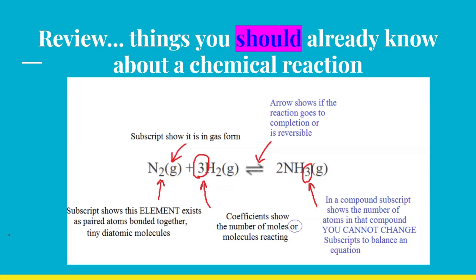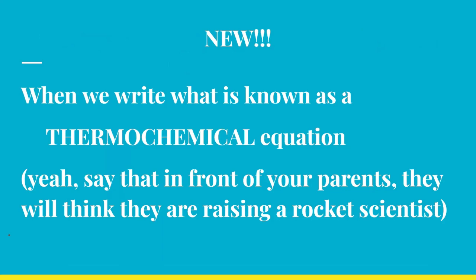Okay, so there is a little bit of review here about things you should already know about a chemical reaction. You should already know what all your subscripts mean. You should already know what your coefficients mean. You should already know that a double arrow going backwards and forwards means it is a reversible reaction, which goes to equilibrium. And you should already know about how to use subscripts to make compounds and that you're not allowed to change them when you're balancing a reaction.